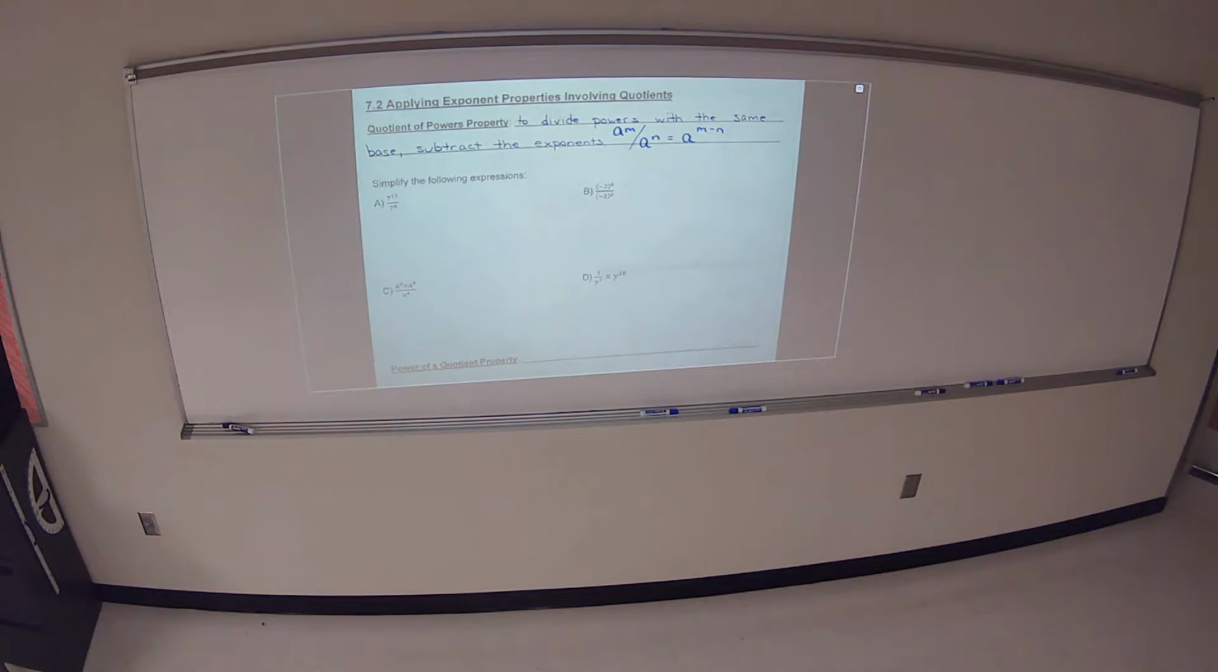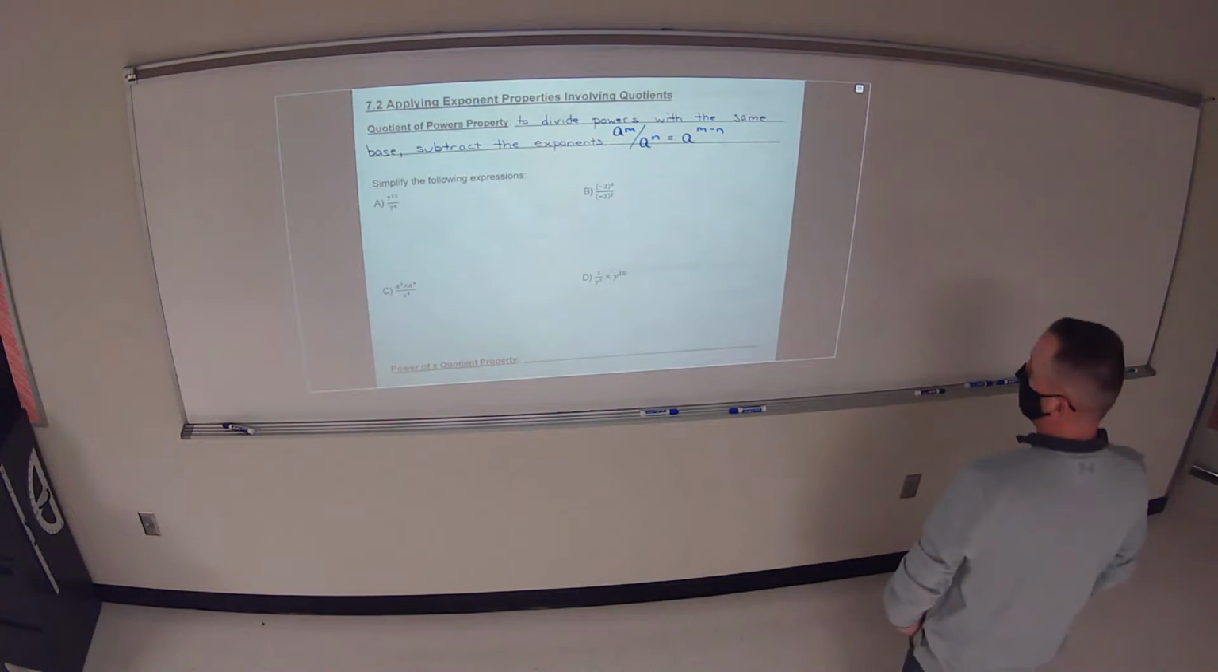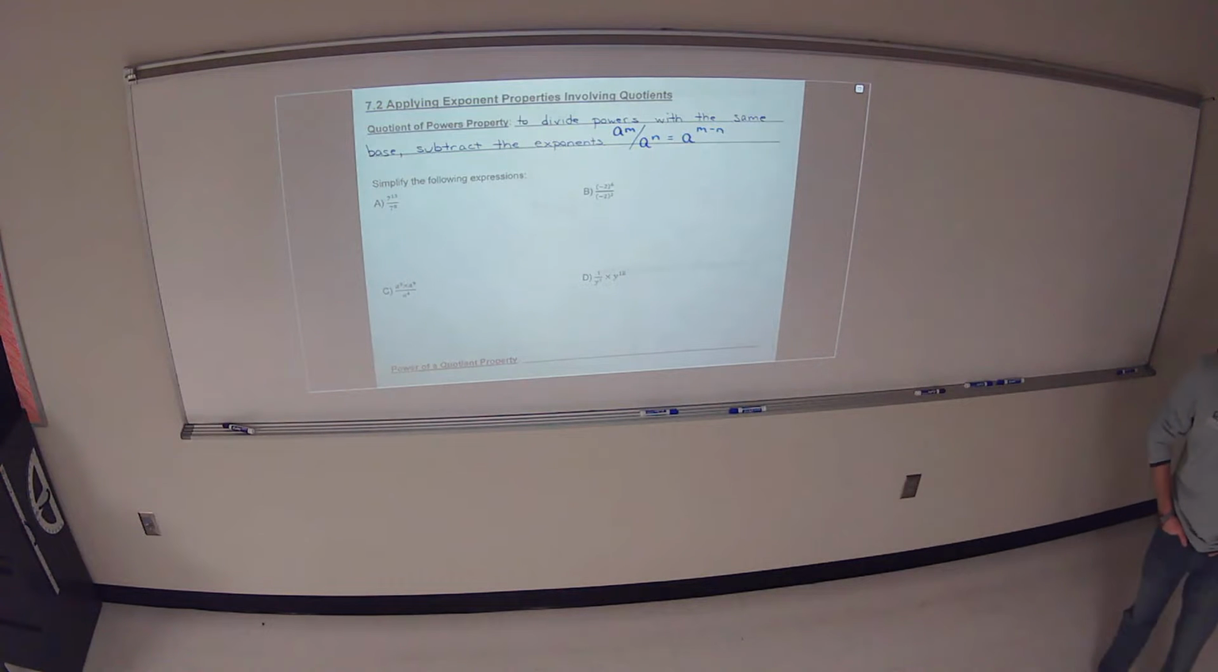A couple things to highlight here about our definition of it. Number one, this only works, just like your product property, if you have the same bases. Okay? And number two, the order of subtraction matters. It's always got to be the numerator exponent minus the denominator's exponent. Now, when we did this problem last year, because yes, you did all of these last year, okay?